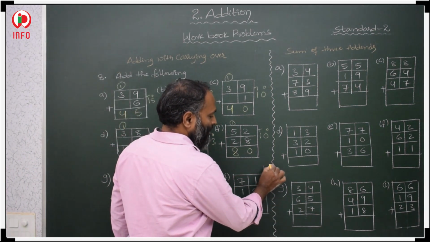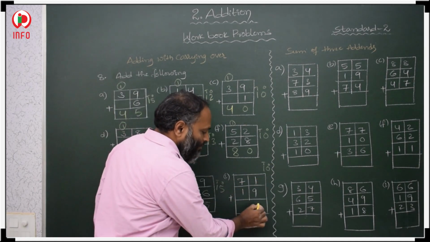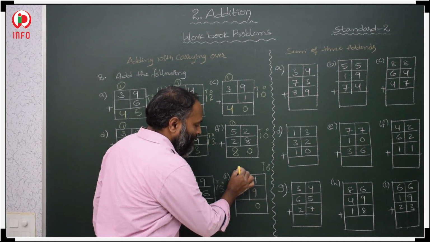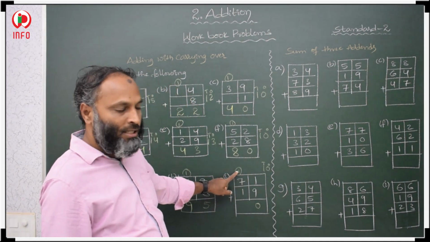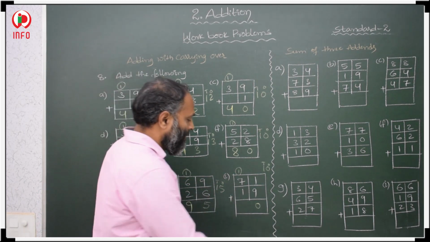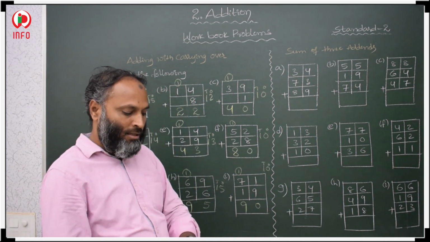10 means 0 is in ones place, this is in tens place. Then 0 is in ones place, 1 in tens place. 7 plus 1, 8. 8 plus 1, 9. The sum is 90.